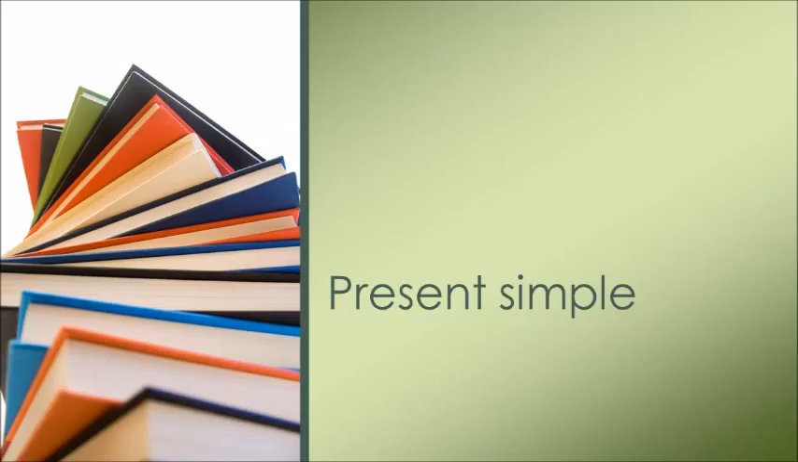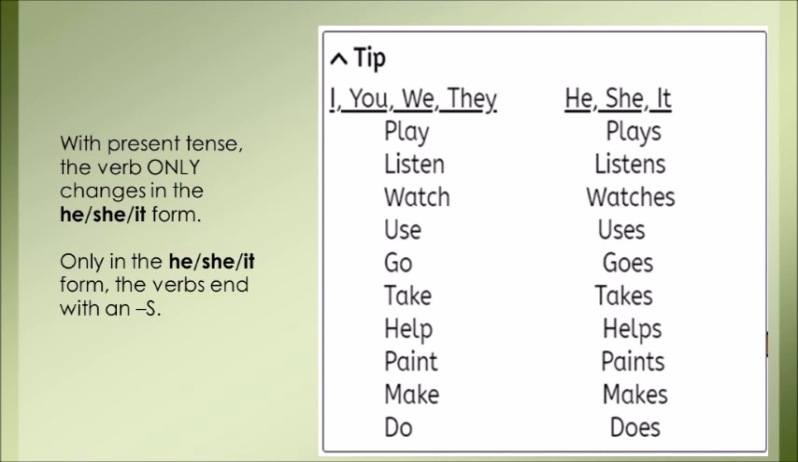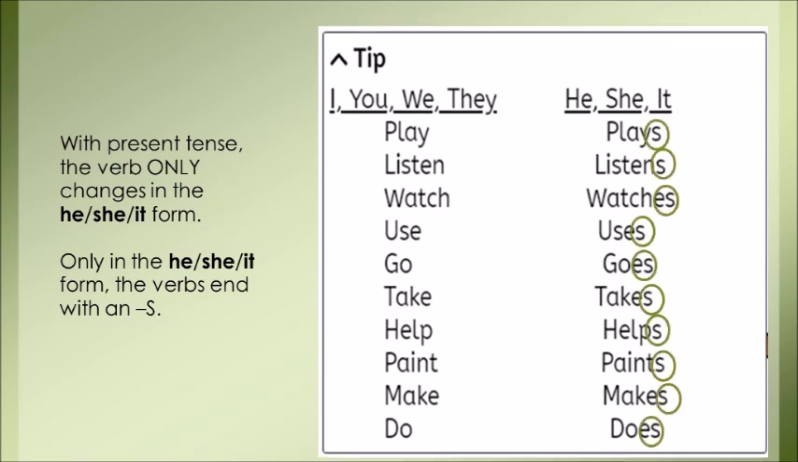Present simple. With present tense verbs, the most important thing to remember is that the verb only changes in the he, she, it form. Only in the he, she, it form, the verbs end with an S.